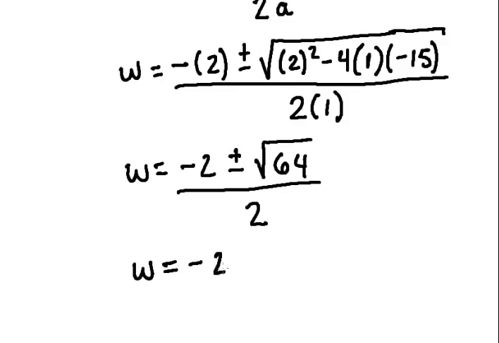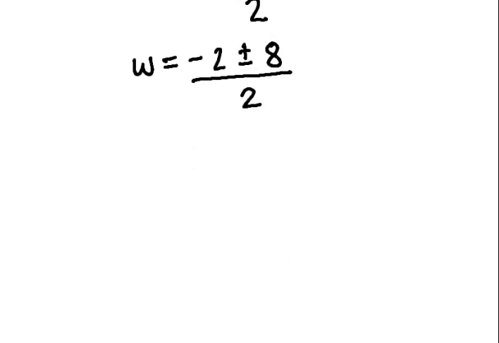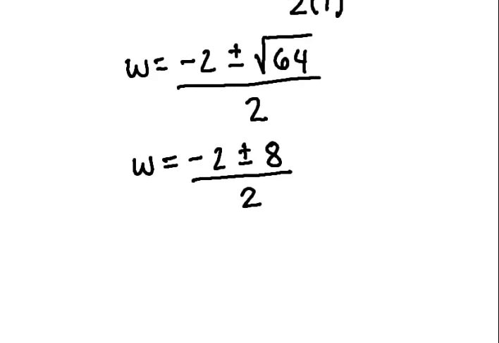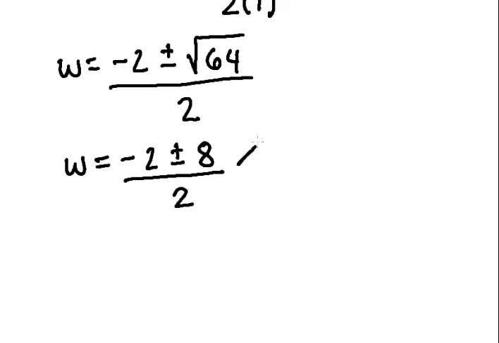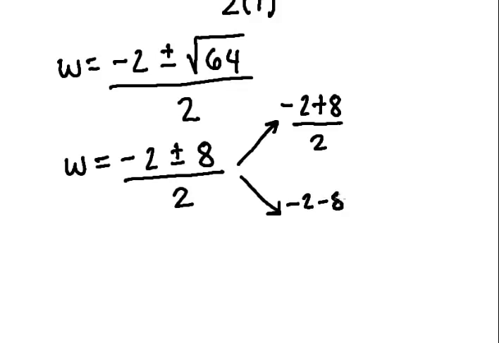The rest I'm just going to copy. Minus 2 plus minus. The square root of 64 is 8, divided by 2. Once I have gotten that, I'm going to split it into 2 routes that I'm supposed to find. There are going to be 2 routes because I already got the square root. The plus minus is going to split into minus 2 plus 8 divided by 2 and minus 2 minus 8 divided by 2.